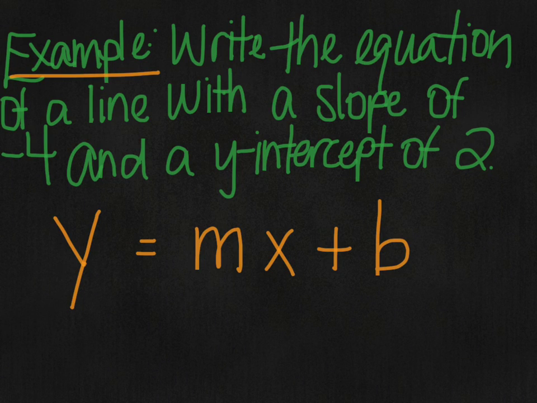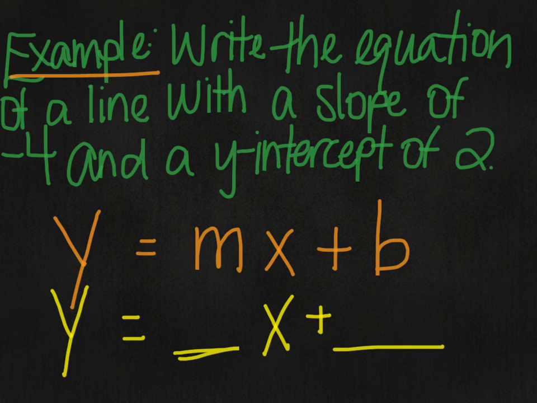So let's do an example. It says write the equation of a line with a slope of -4 and a y-intercept of 2. Slope of -4 and a y-intercept of 2. And so like I said before, we do not need to do anything with our y and our x. Those stay the same. So I'm just going to recopy them down here. And I'm going to leave some space. So I need to fill in a number here. And I need to fill in a number here.